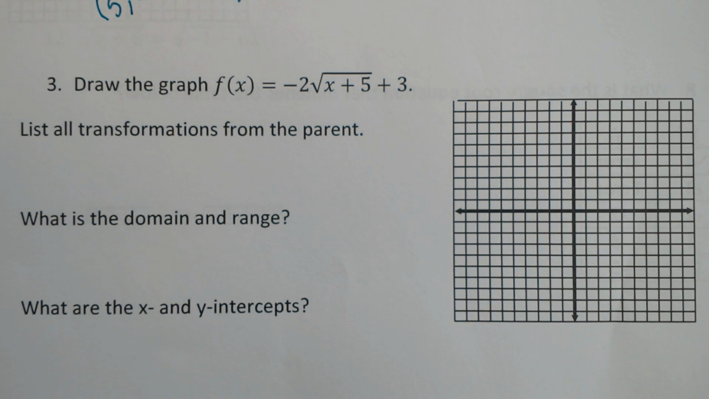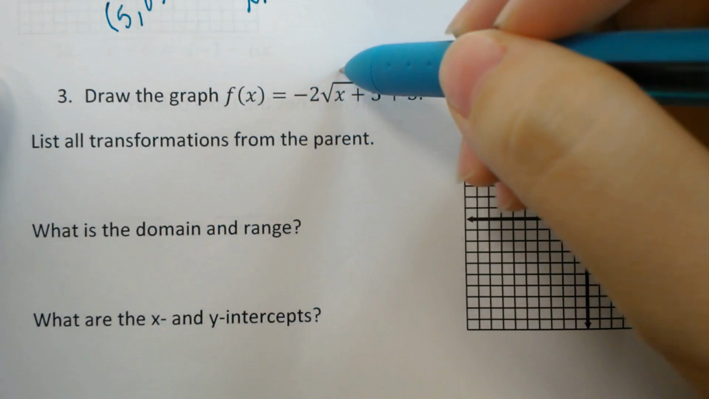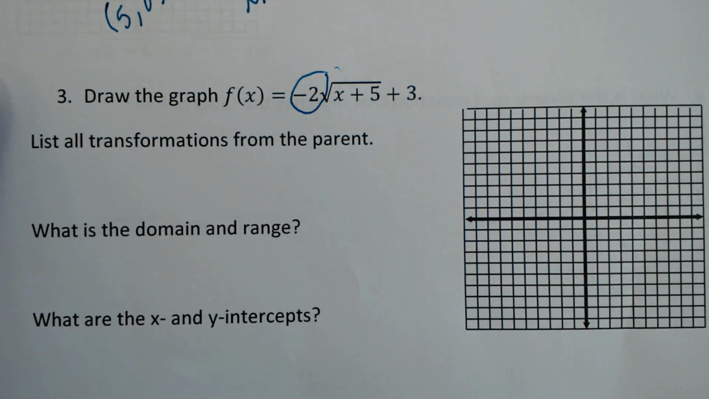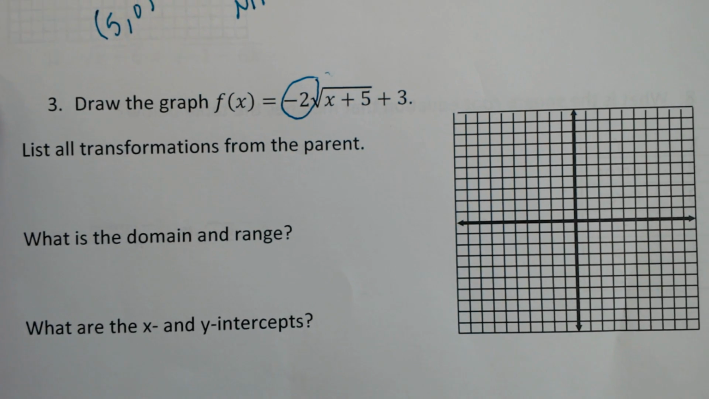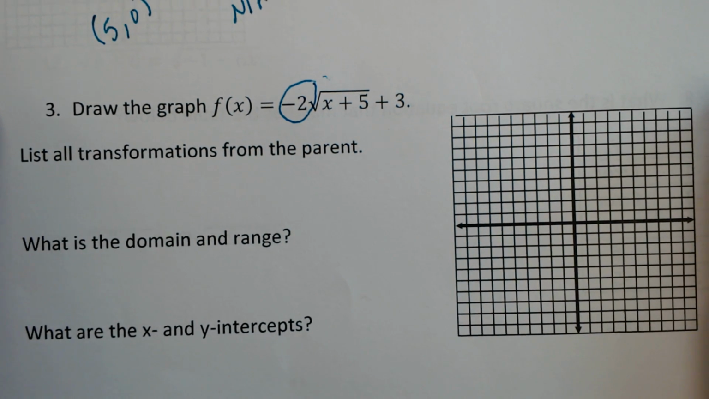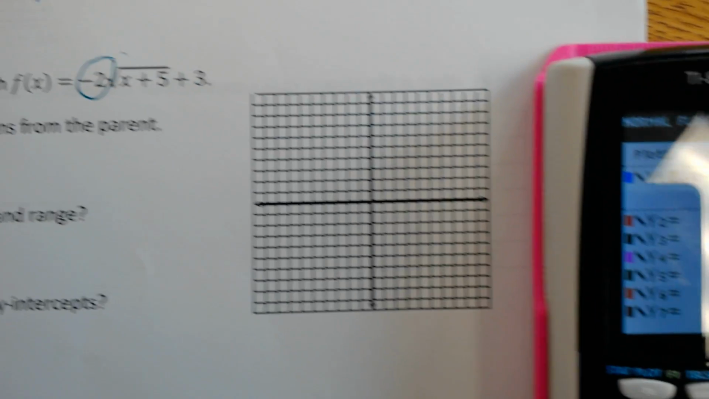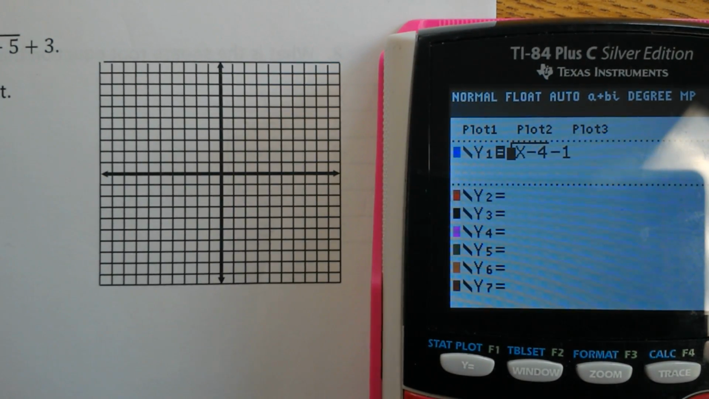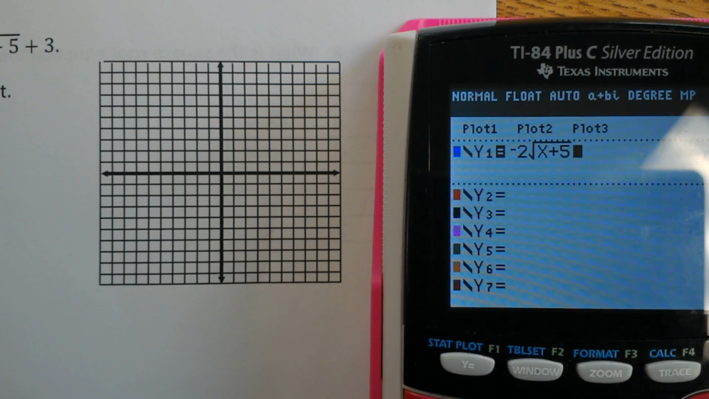Number 3 is going to be a little bit more tricky, since I have -2 on the outside. I'm going to go straight to my graph and see what it looks like. Remember to arrow out +3.